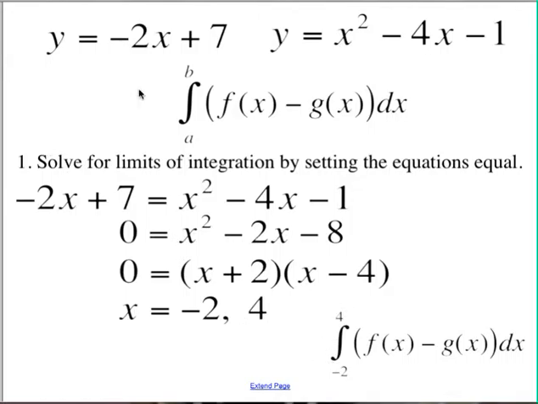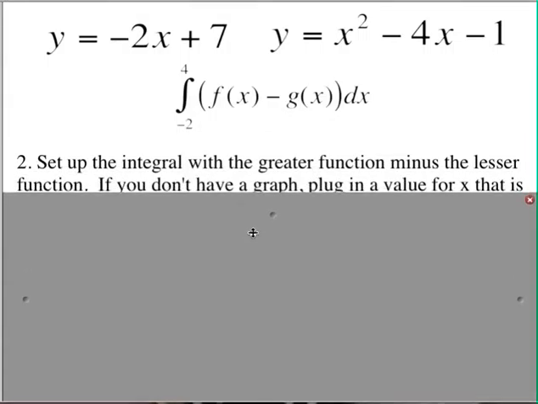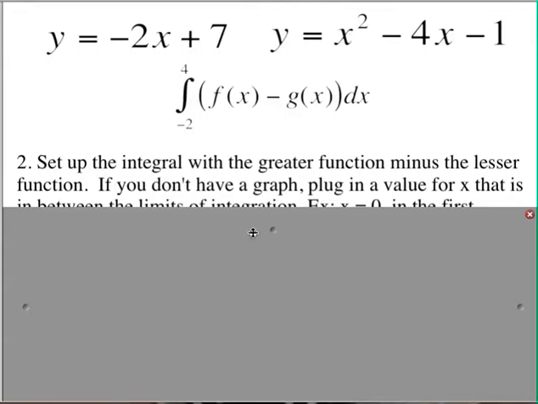The second step is that we want to set up the integral. And so this is where we need to know which function is the greater function and which one's the smaller function. If you have the graph, you can just tell by looking at it which one's the greater because it has the larger y values.